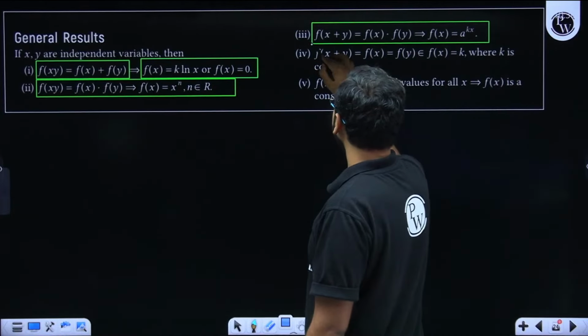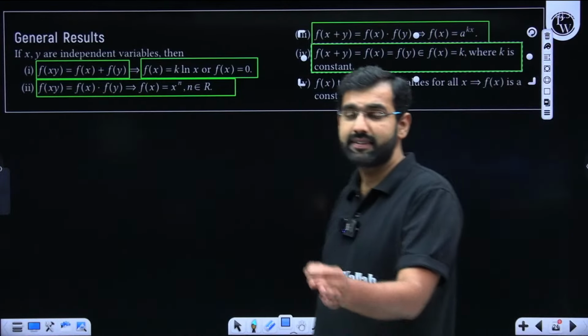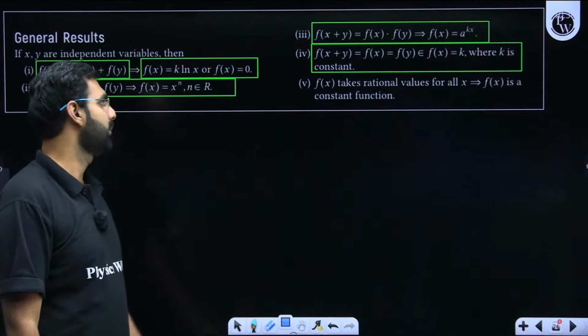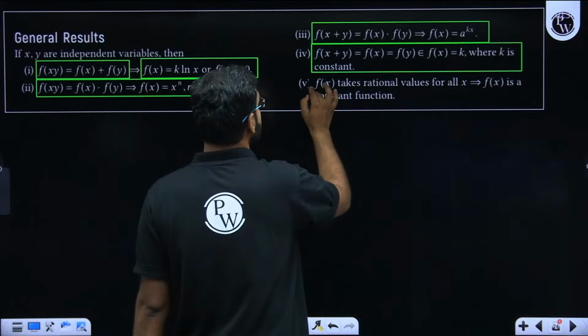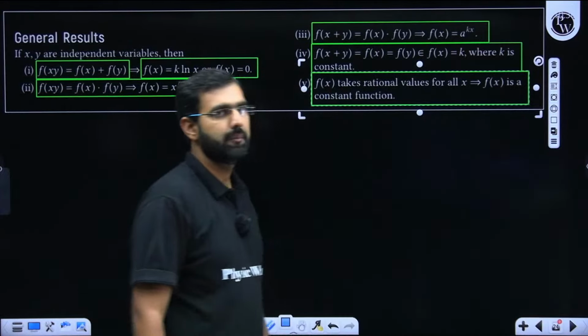Similarly, if somebody says that f of x plus y is equal to f of x is equal to f of y, in that case, that can happen only when f of x is a constant function. Please remember that. And if somebody says that f of x takes all the rational values of x, then f of x will be a constant function. Remember.